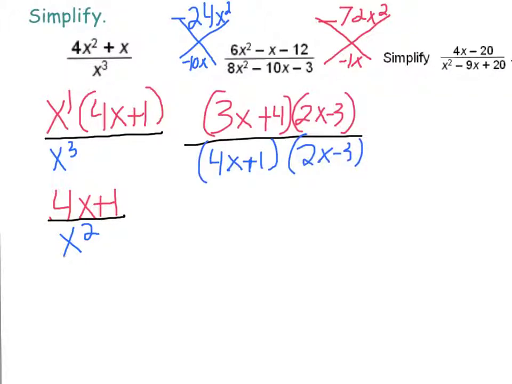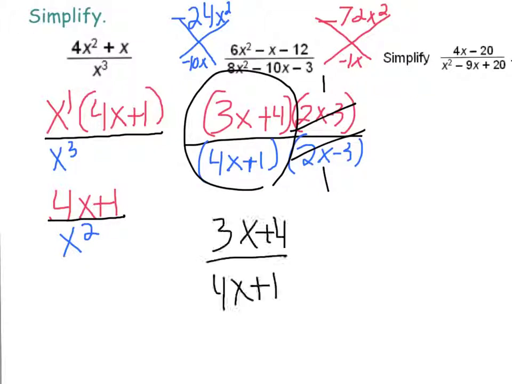So after I factor both of these, here's what I ended up with. If you notice, these two do match. So because they match, I can cross them off and make them ones. Here's my final answer. 3x plus 4 over 4x plus 1, and now it is simplified. Okay, let's factor the top, and we'll factor the bottom.